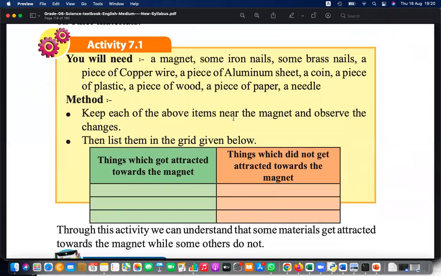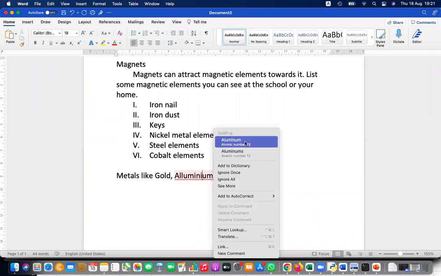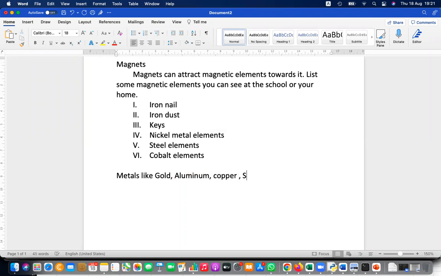So magnets, we learn where the magnets are there. Okay, here pins got attracted towards the magnet. We learn what are the elements. Things which did not get attracted towards magnets are that you need to write. So please write metals like gold, aluminium, copper. Metals like gold, aluminium, copper, silver will not attract towards magnets.